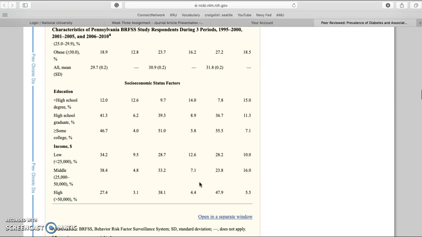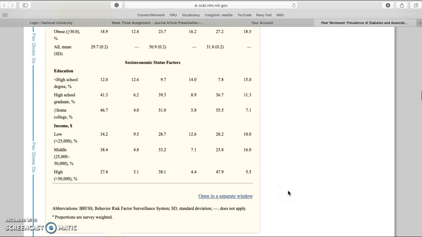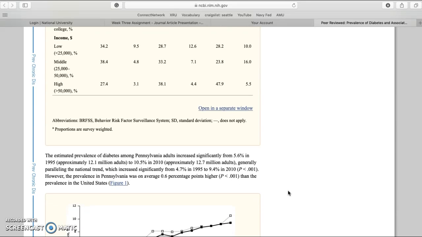And then diabetes among Pennsylvania adults increased significantly from 5.6% in 1995, which right here you'll see is approximately 12.1 million adults, to 10.5% in 2010, approximately 12.7 million adults. And then as you can see in this next sentence, it talks about the trend of it being about 0.6% annually higher than the national average.